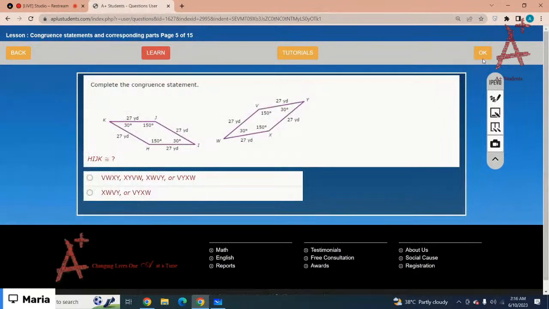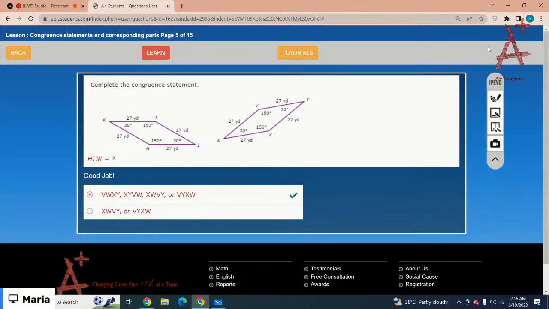Okay, the next one is complete the congruence statement. Okay, HIJK 150, 30, 150, 30. Okay, so you have to do VYXW, then you have XWVY. The option number one is the correct option. Got it? You have four ways that can make the same angle. So option number one is the correct option.